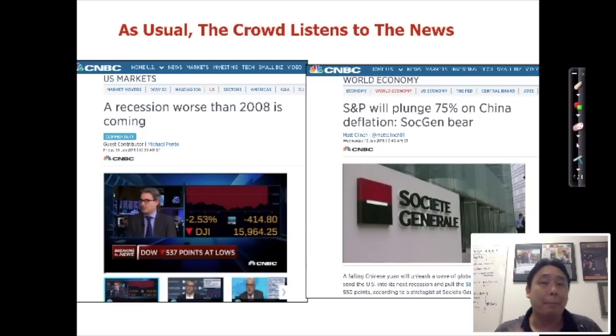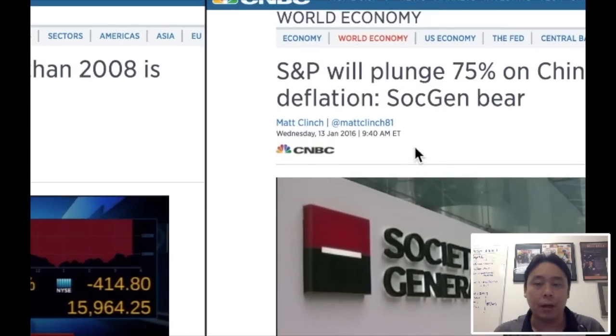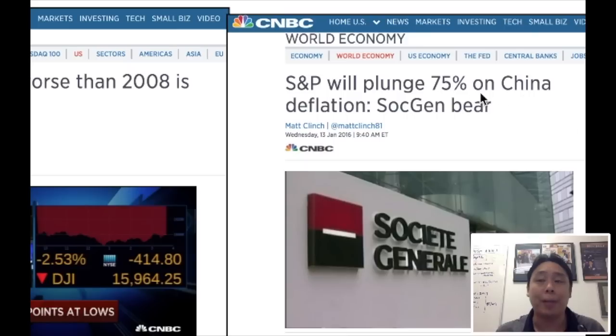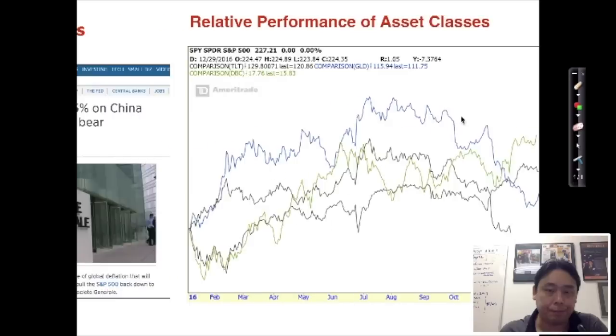So for example, at the beginning of last year, if you read the news, it said horrible stuff. It said things like, this was 15th of January last year, a recession worse than 2008 is coming. Ooh, right? And then over here it said, 13th of January, S&P 500 will plunge 75% on China deflation. Oh my God. So there are many people who read all these bad news, and they do not dare to invest. They don't do anything. Why? Because they listen blindly. So never do it blindly. Always do the research, and you will make a lot of money.